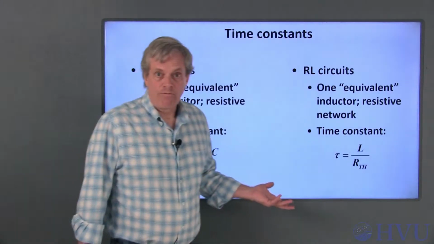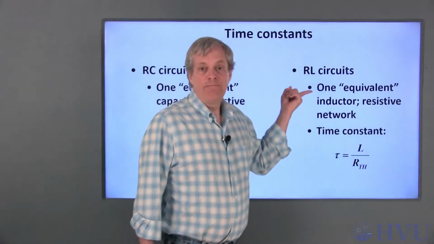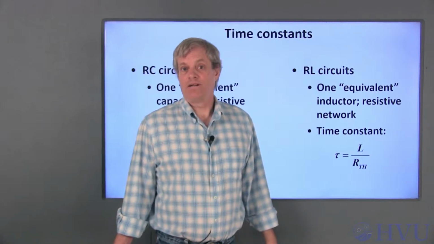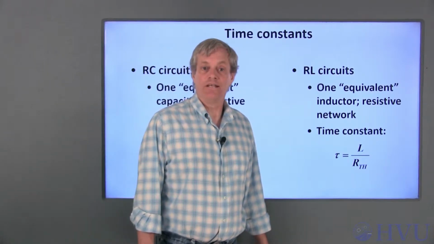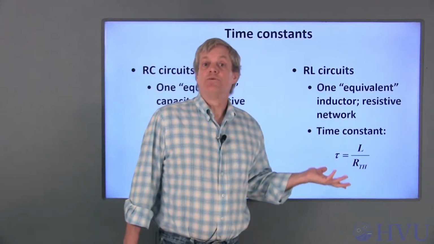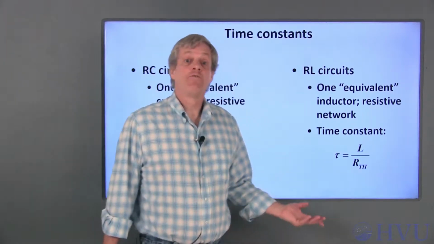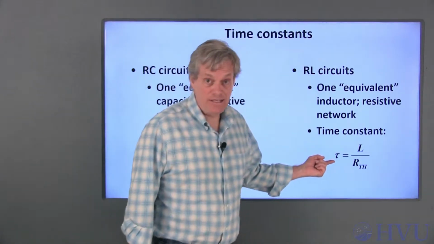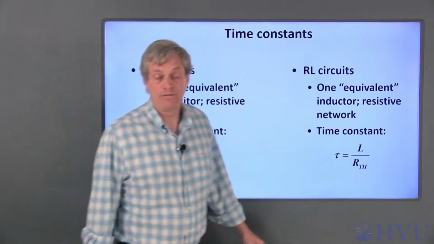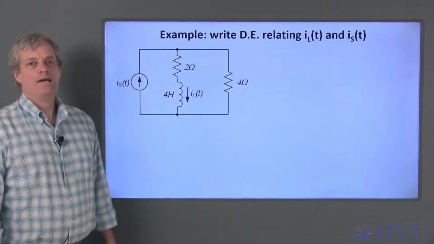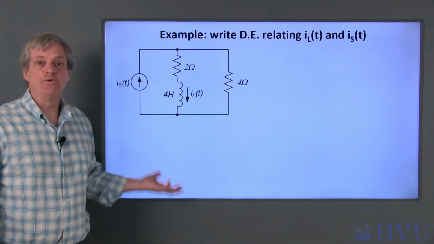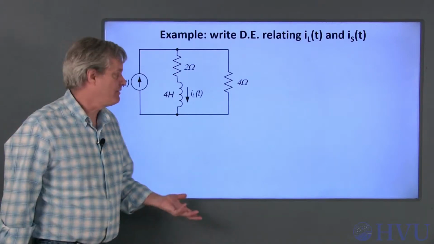The other option for a first-order electrical circuit contains one independent inductor as its energy storage element. Multiple inductors in series or parallel can be combined to a single equivalent inductor in the same way as capacitors. The independent inductor can be connected to a network of resistors and sources. For this type of circuit, the time constant is equal to the inductance divided by the Thevenin equivalent resistance seen by the inductor. Now let's do an example of determining the differential equation for an RL circuit and use that equation to determine the time constant of the circuit.